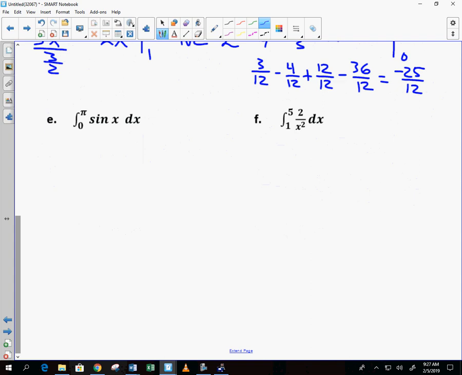Two more. We'll let you go. Oh, no. What's the antiderivative of sine? Very nice. Alex, you were so confident. You said negative cosine. Why are you so confident about that? Because you just know it. What if we don't know it? What do we do?